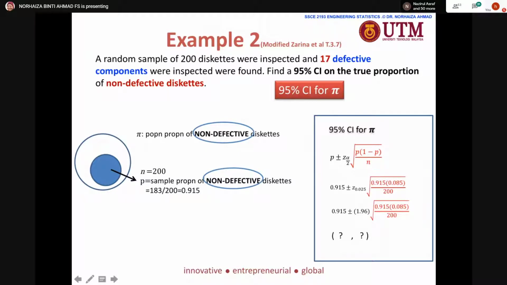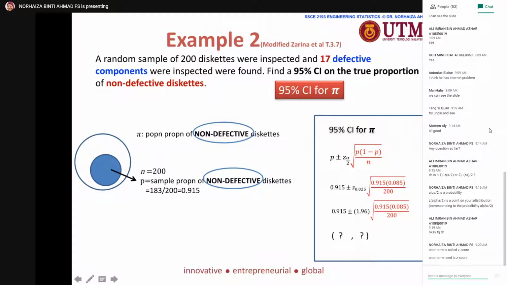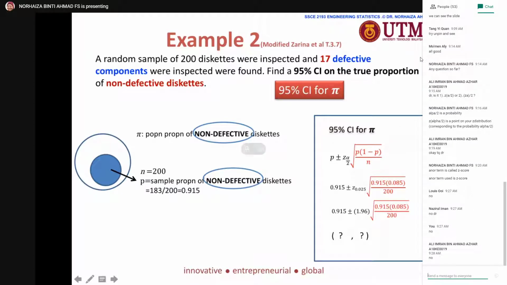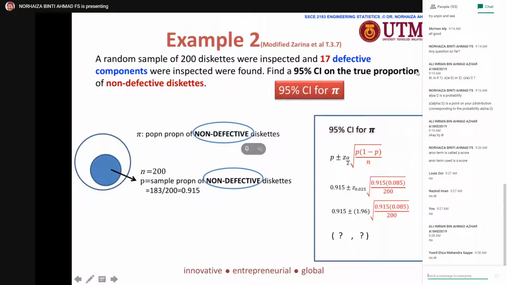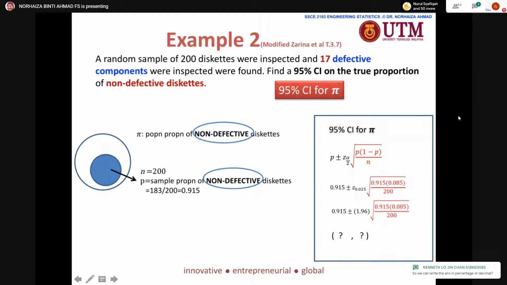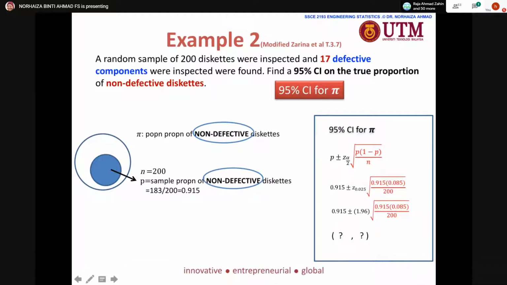Do you have any questions? Okay, right. So this would be a booby trap here. This question is a booby trap because it wants the non-defective but it gives you the defective.